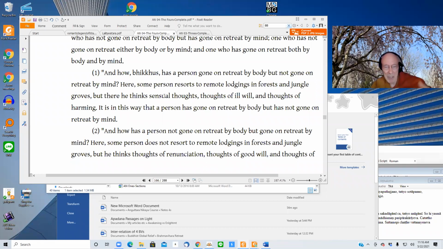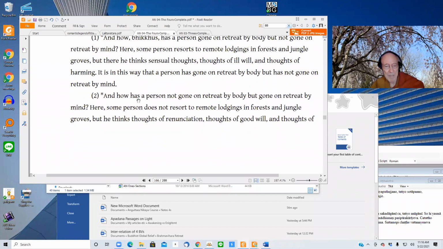But then there arise thoughts of sensual desire. Then come thoughts of anger and ill will, thoughts of harming and injury. And they spend their retreat enveloped by those thoughts. And maybe at the end of the retreat, finally they think, oh, I'm supposed to have my mind on the breath or on loving kindness. Okay, so that's the retreat by body, but not by mind.